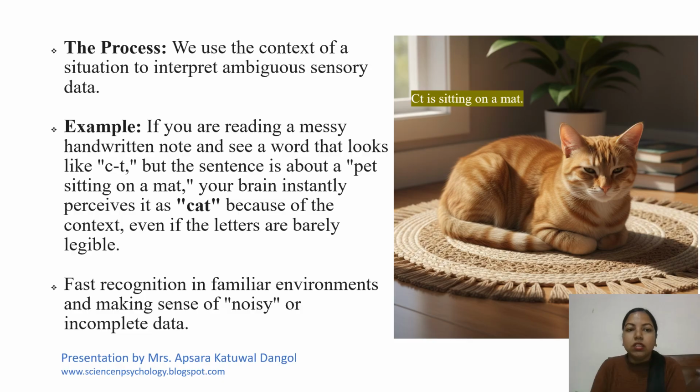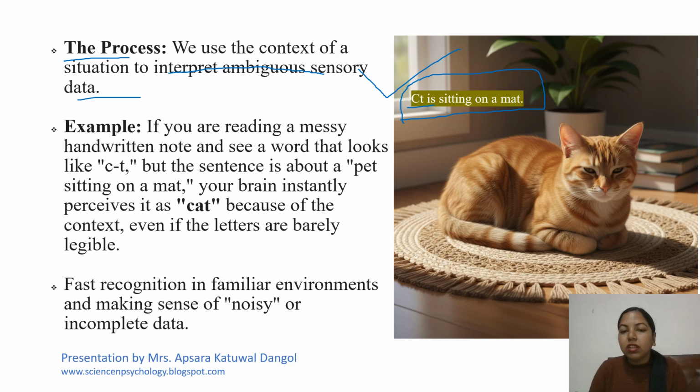Let's clarify with the process. So we use context of a situation to interpret ambiguous sensory data. Please look at this figure. Here, certain thing is described about this picture. So, CT is sitting on a mat. Now, as I can see here, this is a figure, right? So, what can this CT be? What is "CT is sitting on a mat"?